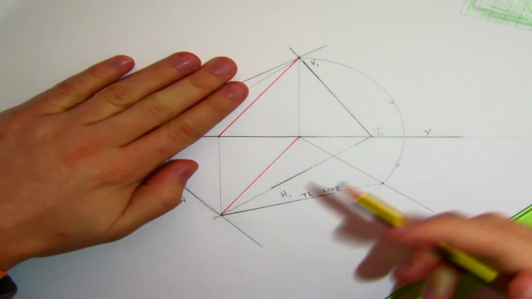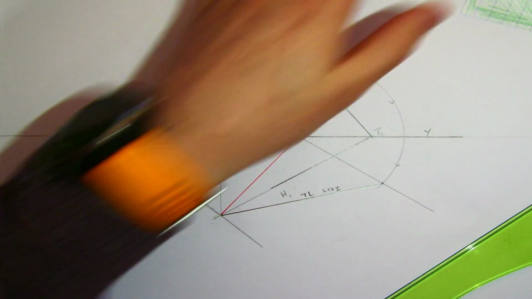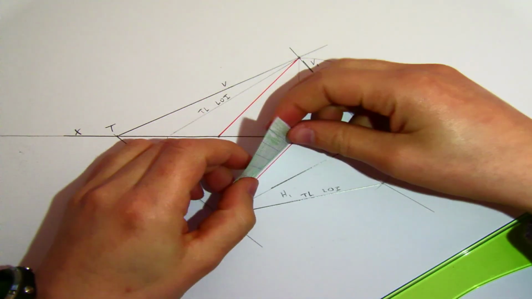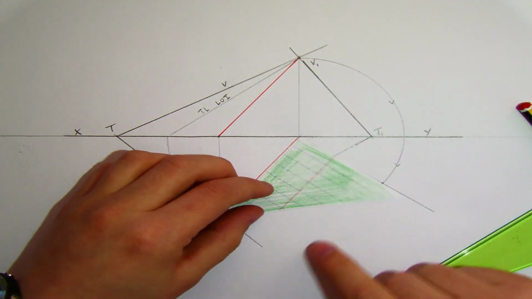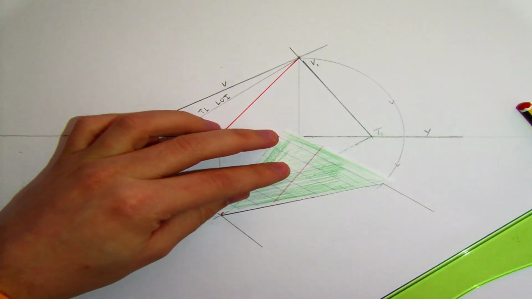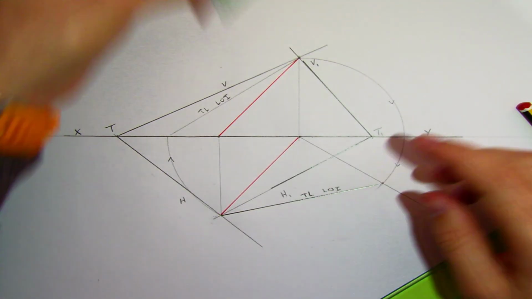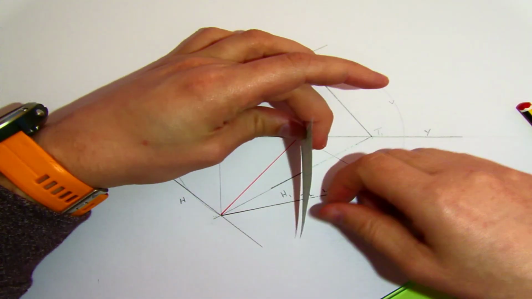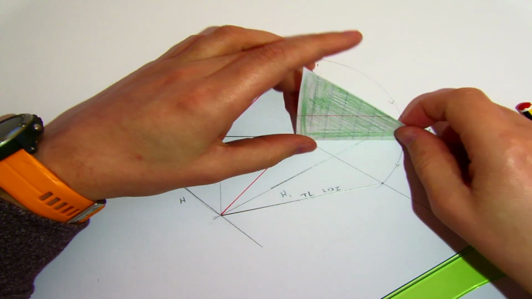So I can either in plan take my triangle that's underneath it and fold that down on the ground, giving me the true length of the line of intersection here, or I can do it in elevation where it's up here and I'm going to turn it around and then flatten it.